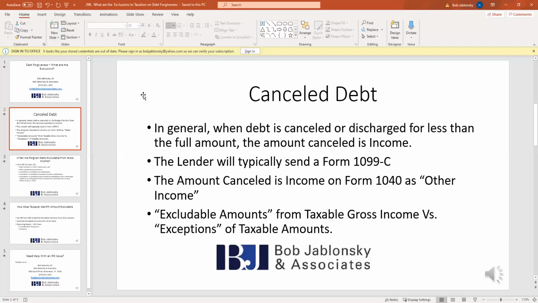Today, as I talked about, we're going to talk about amounts that are excludable from gross income. So they are gross income, and then there are certain tax rules that will allow you to exclude those amounts from taxable income. Next week, we're going to cover exceptions, where even though they're debt forgiveness, they are not, in and of themselves, gross income, and they don't need to be excluded.